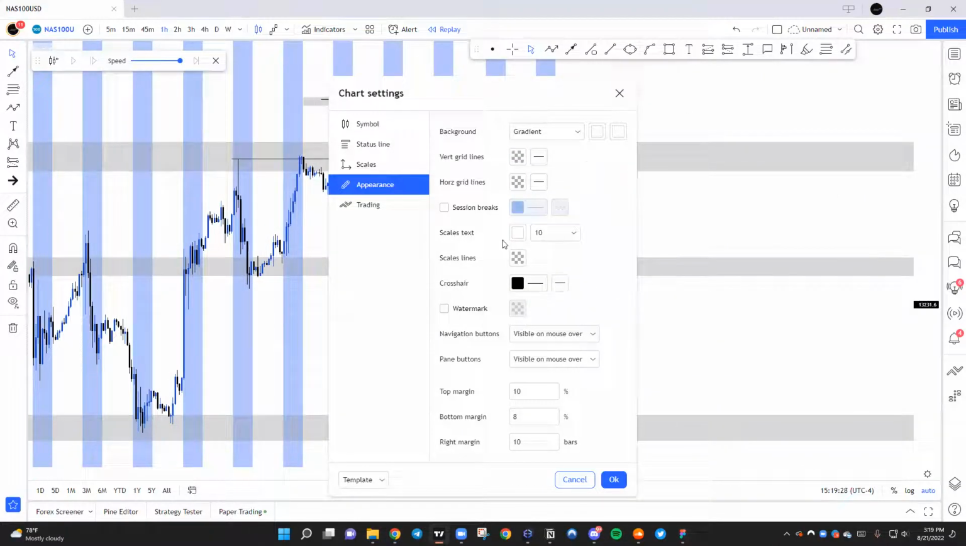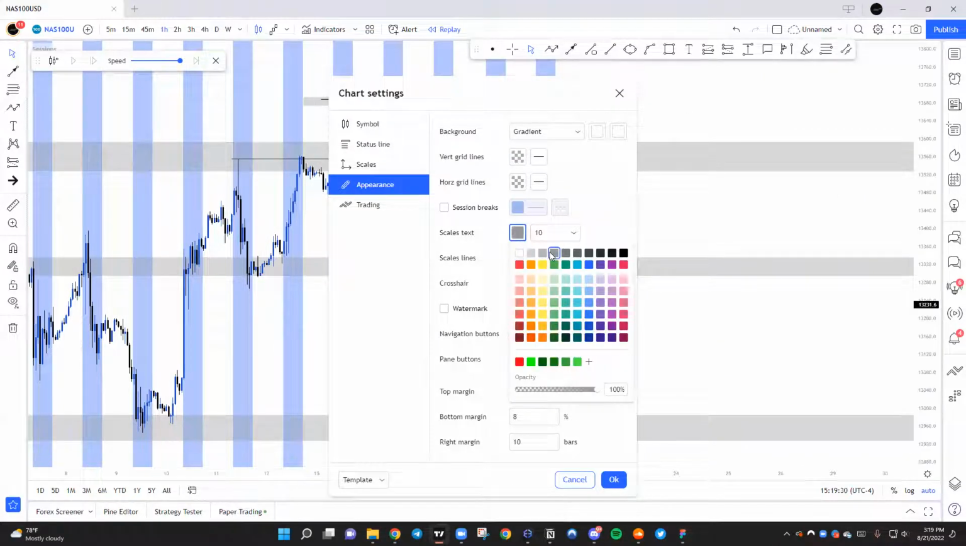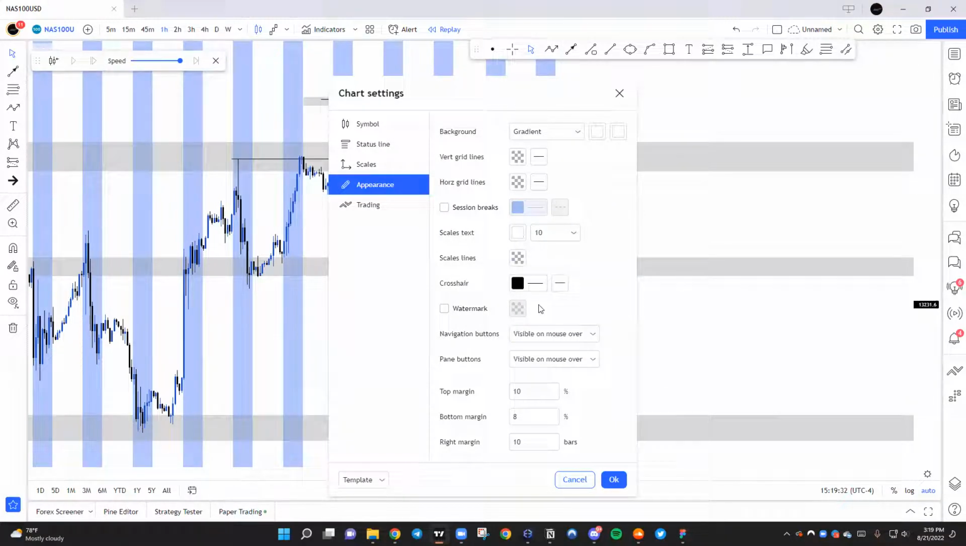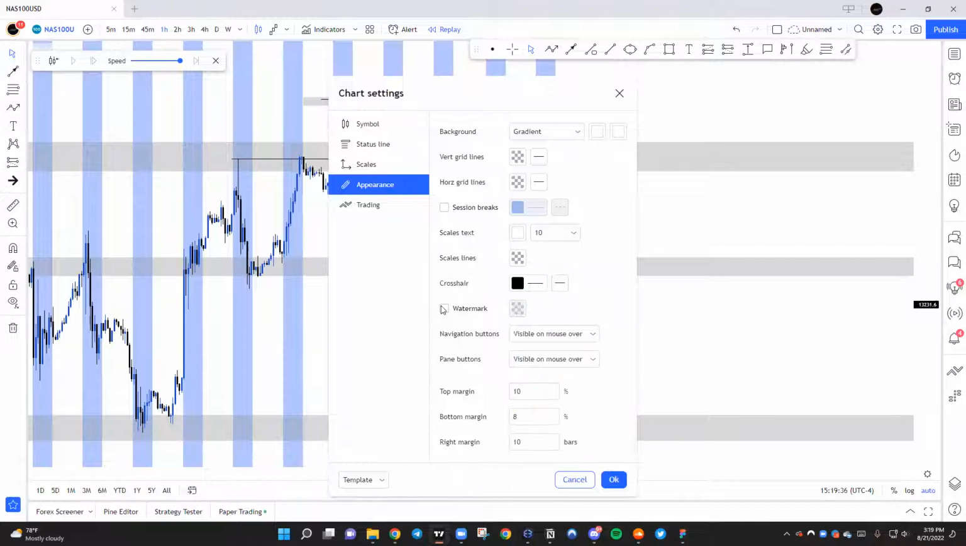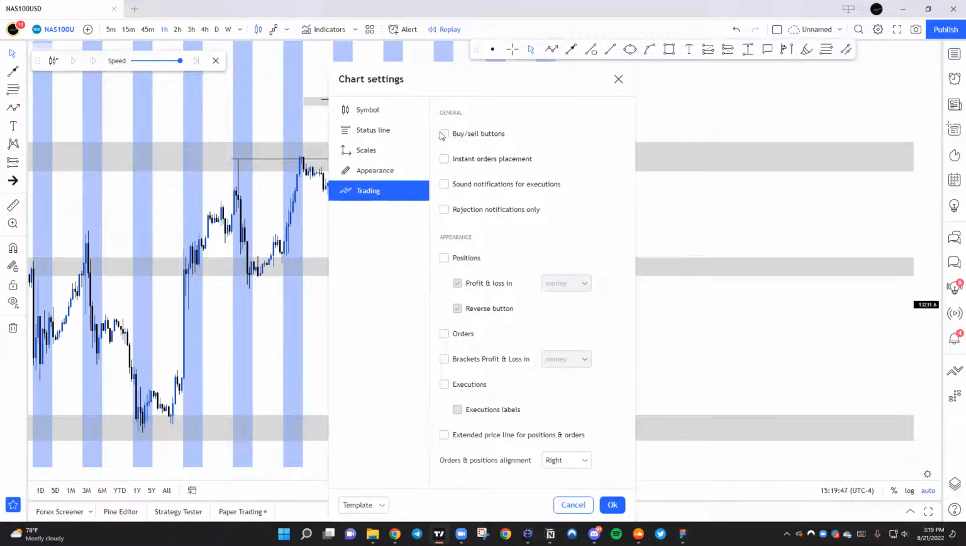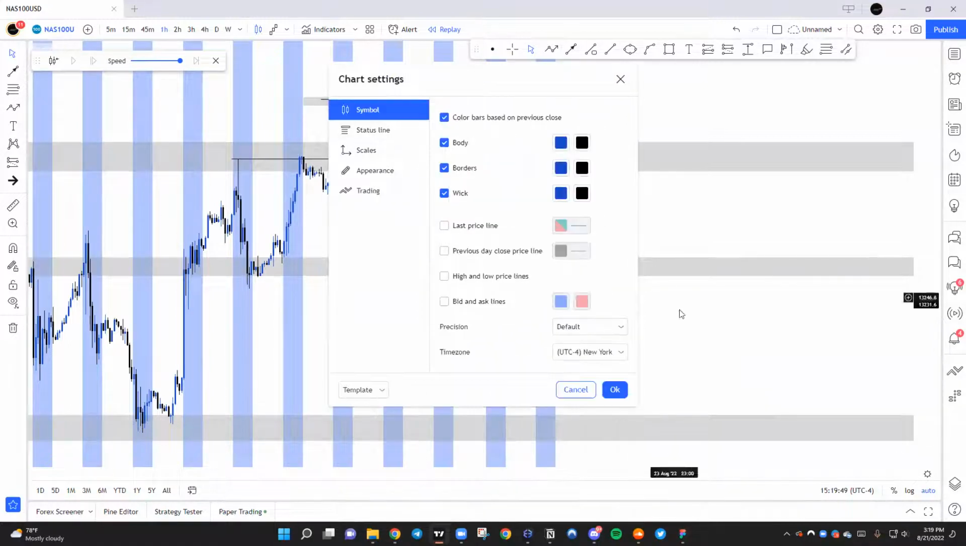Chart background white. I turn these off. These are just the prices. I turn these off. Crosshair is black. Watermark, I'll turn this on and off due to people just can't tell the time of like whatever. Yeah, and I turn all these off because this gets annoying too. I don't even use a broker on here.